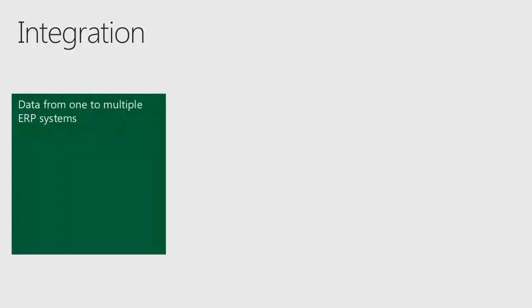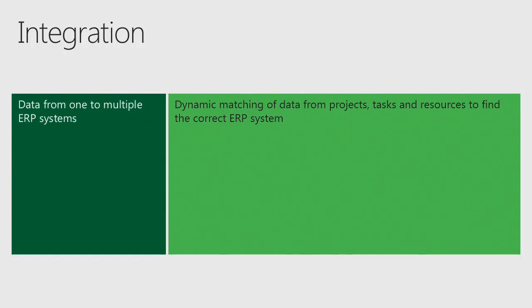On the integration side, data goes from one to multiple ERP systems. So there must be a way to find the correct ERP system. And again, if you think about it, it's driven from the data that you have in the projects. It can depend on where the project is started and actually run. If you start a project in the US, or in Russia, or in Australia, it could be that the cost initially is also captured by the ERP system where the project is started.